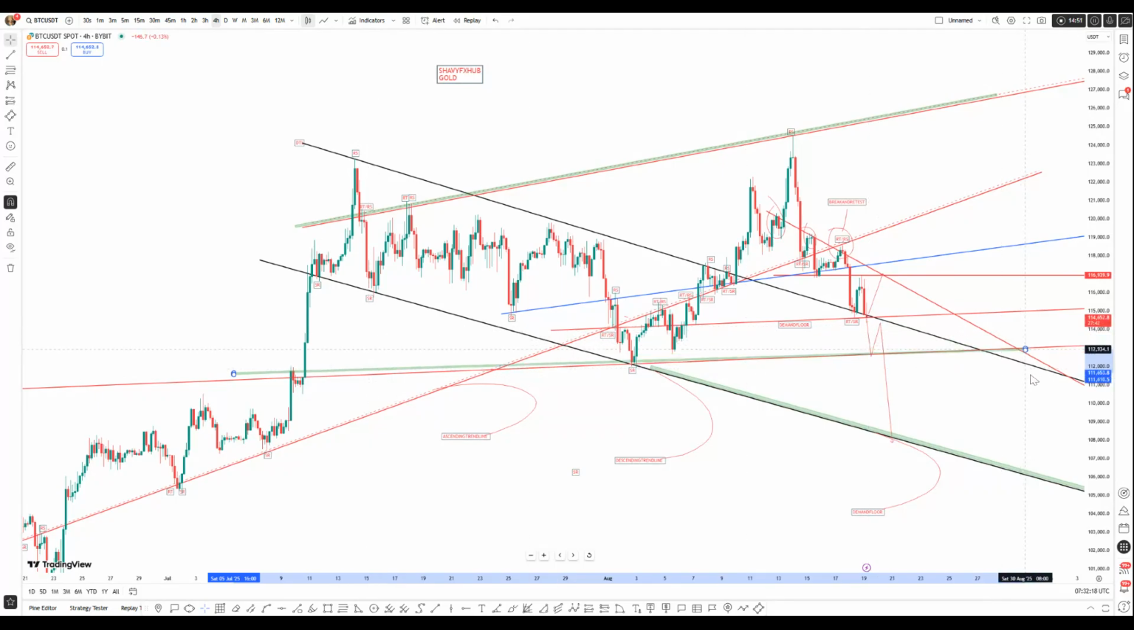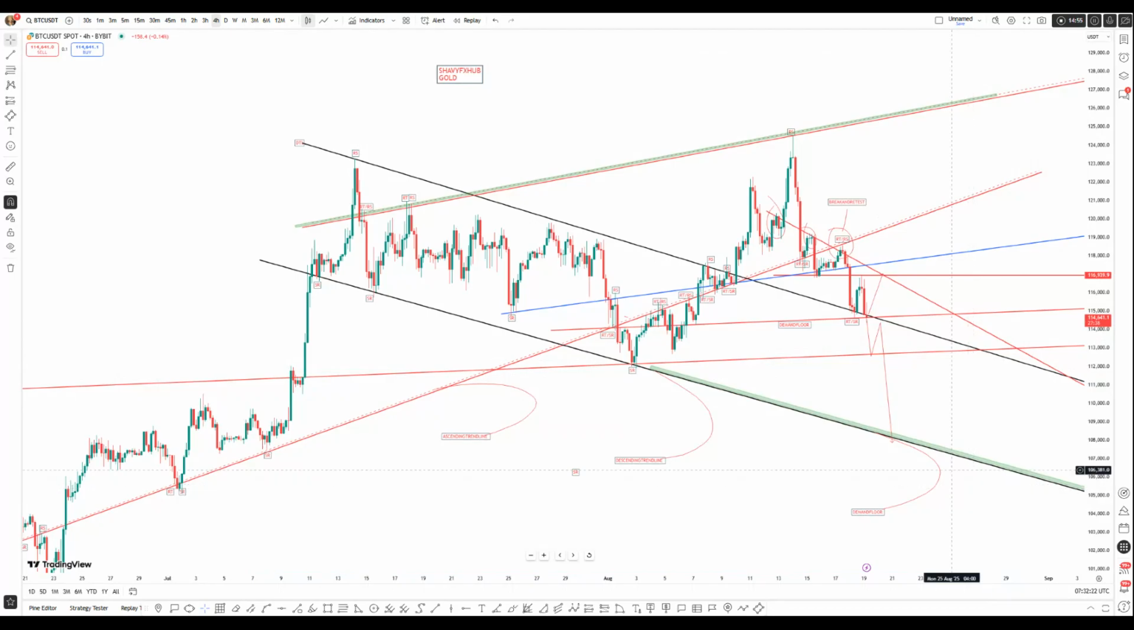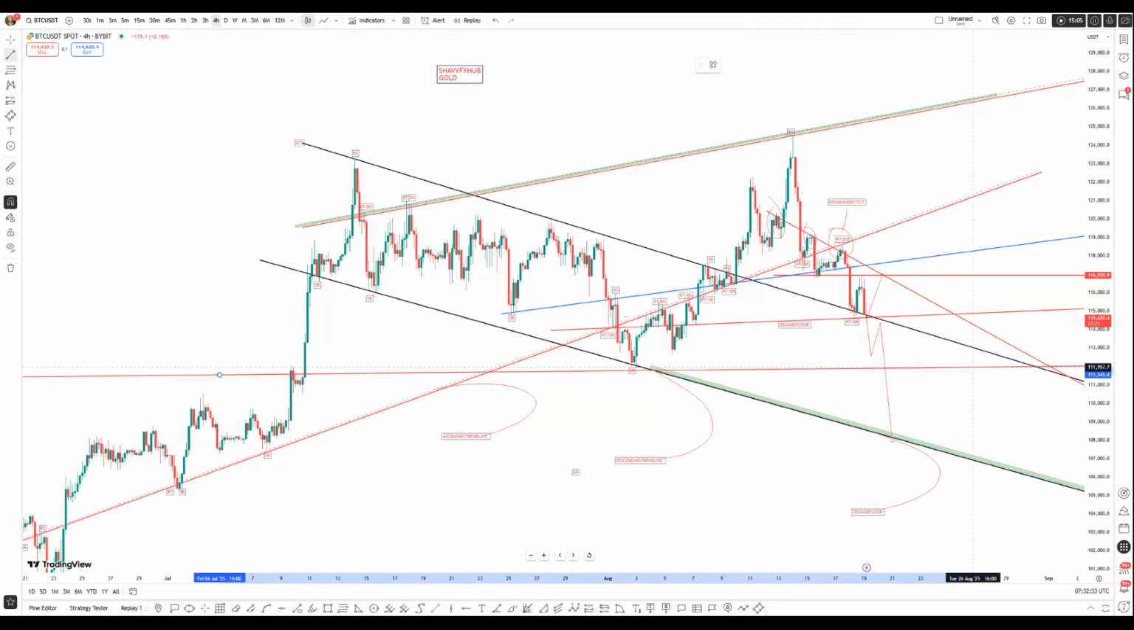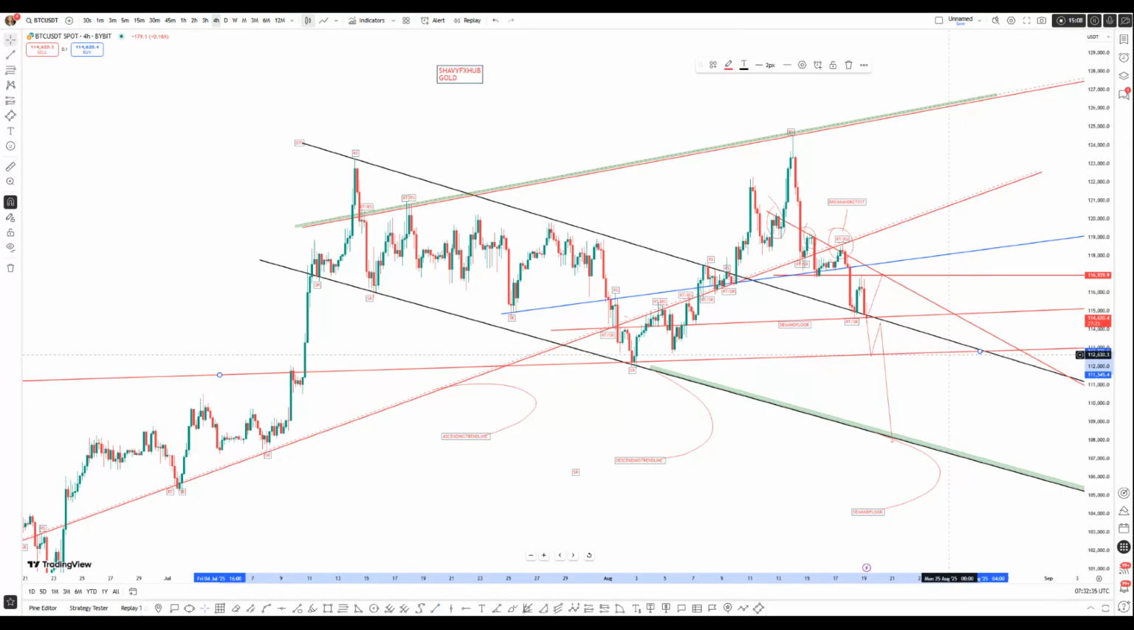So here, let me give you the accurate structure of this place. It's not descending, so it's not ascending, sorry. This is the accurate structure of this place. Here you have a resistance and here you have support.